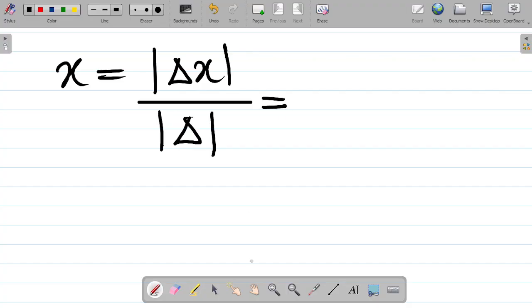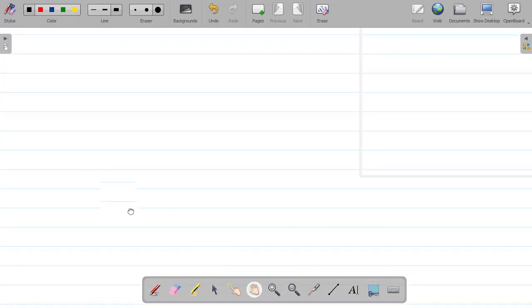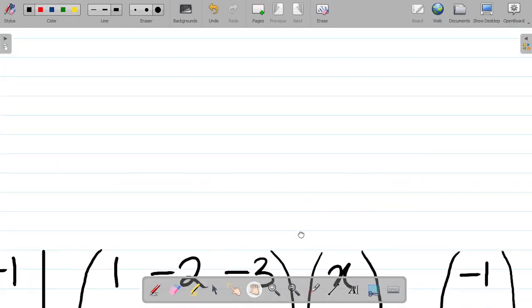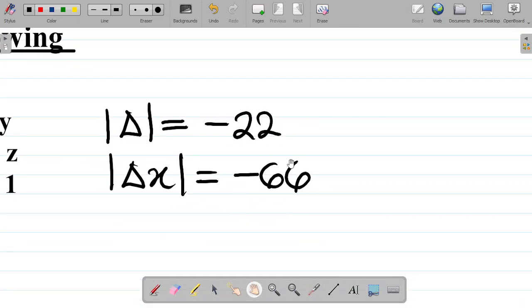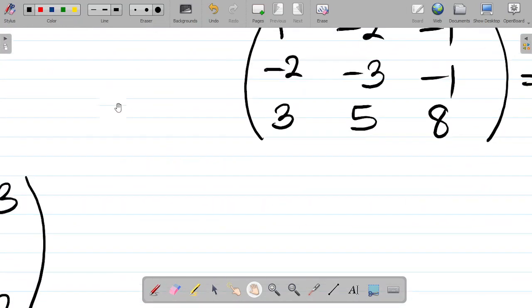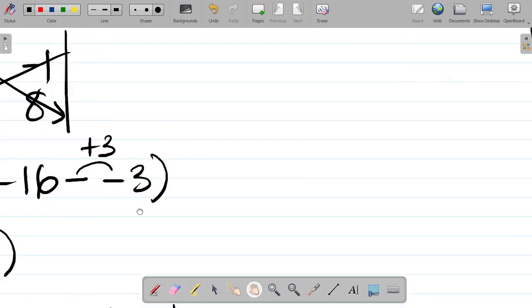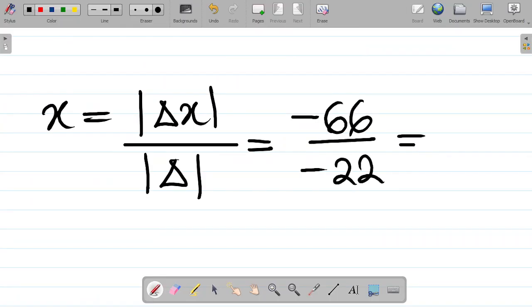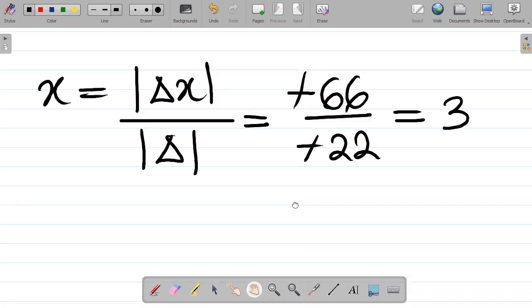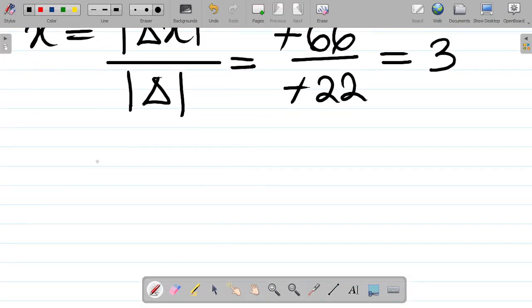And that's equal to the determinant of lambda x. Let's see the value. What did we get there? We got the value there as minus 66. So I'm going to take minus 66 and bring it here. That becomes minus 66 all over, we got this value as minus 22. If I do that, this cancels this, that's equal to 3. So x is equal to 3.